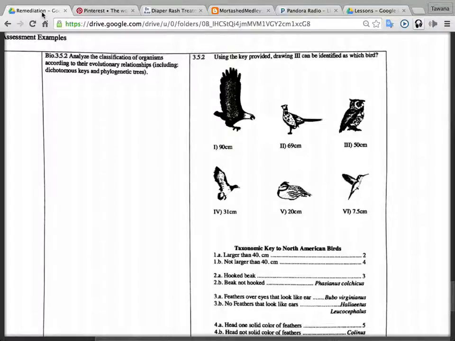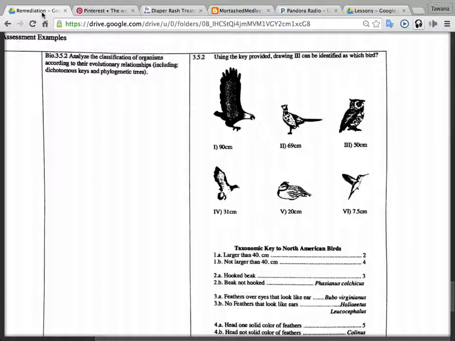All right, 3.4.3, a researcher sprays a new pesticide on thousands of insects of the same species that live in a large field. A few of the insects survive. What can be concluded? What can be concluded if you spray pesticides in an area and some of them survive? They became resistant. Good.